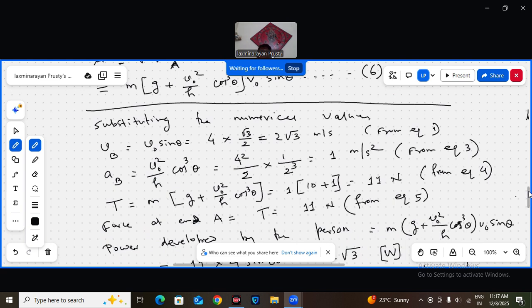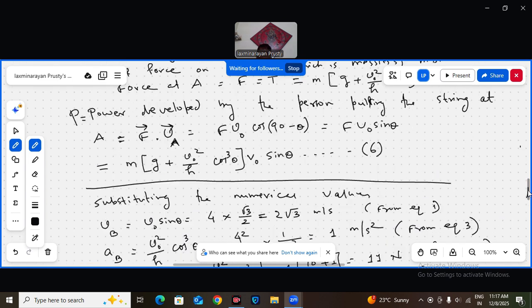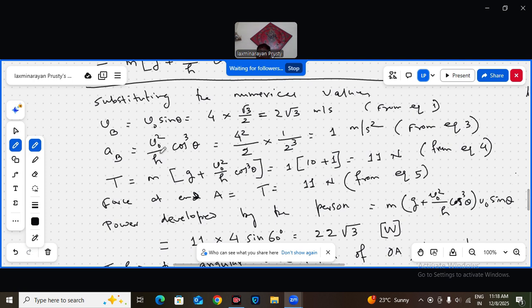Now let us substitute the numerical values. Till now I have not calculated the angular acceleration. Let us put in the numerical values and find the answers for all the parameters. VB is V naught sin theta from equation 1. How much is it? 2 root 3 meter per second.